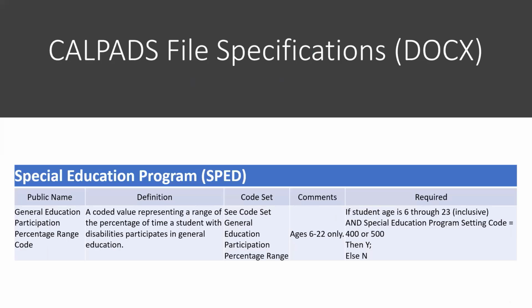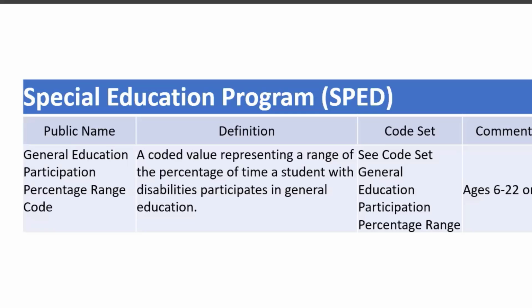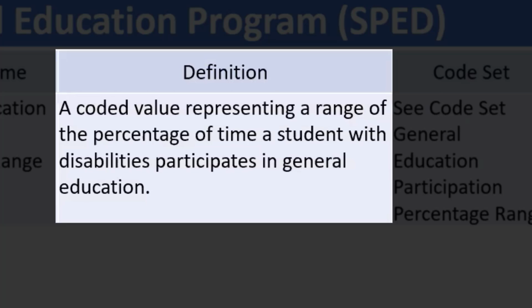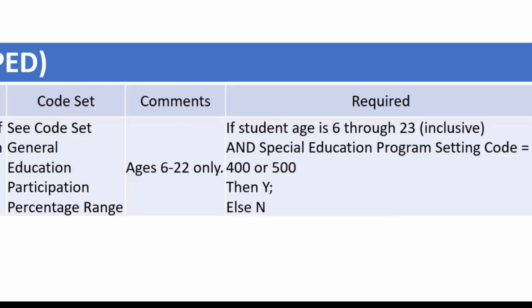So there's the CALPADS file specifications. It defines every field. So when you're looking at field requirements, it's important to understand what's expected. This is the document you would go to. Again, this is another excerpt. So for this particular field, the general education participation percentage range code, it gives us a definition. A coded value representing the range of the percentage of time a student with disabilities participates in general education. Okay, so this is for students with disability, and it tells us a range of time that they're in general education with all other students.